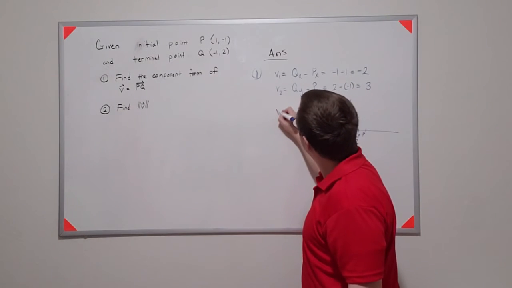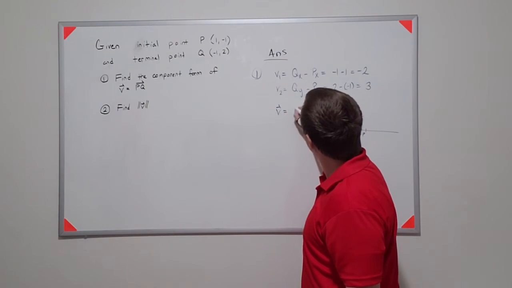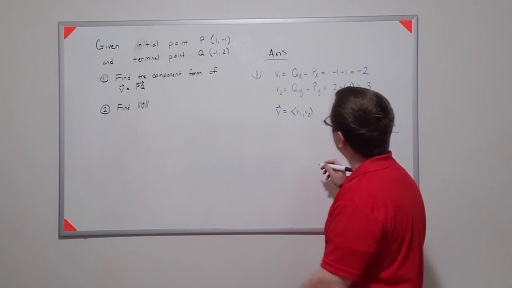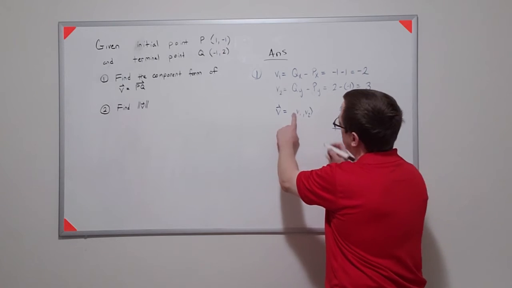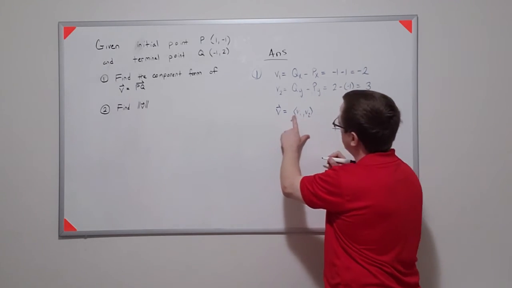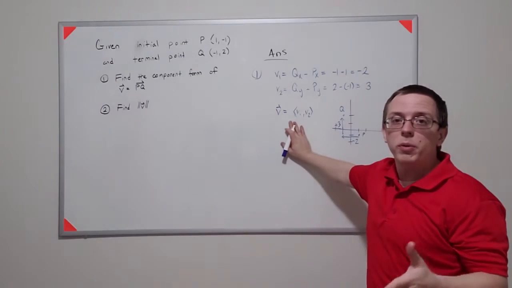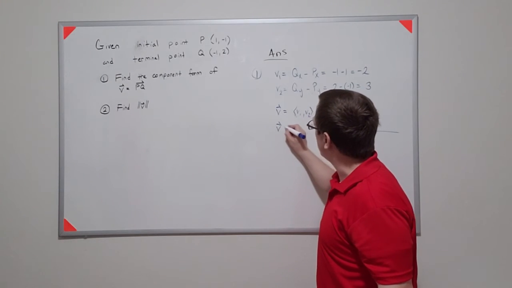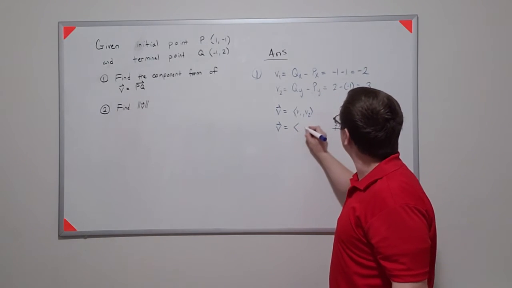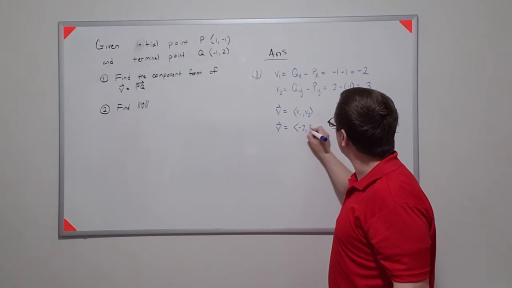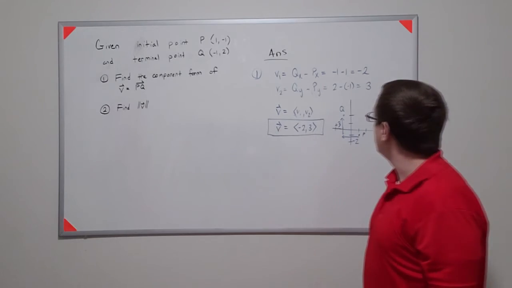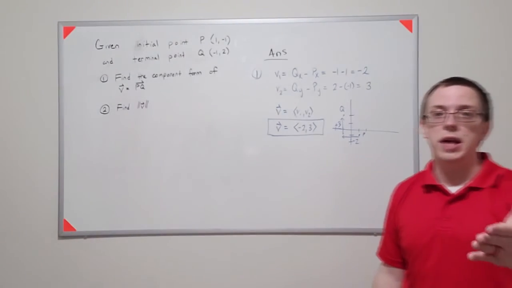Therefore, the vector, remember, is just those individual components. So our answer is -2, 3. That is our vector.